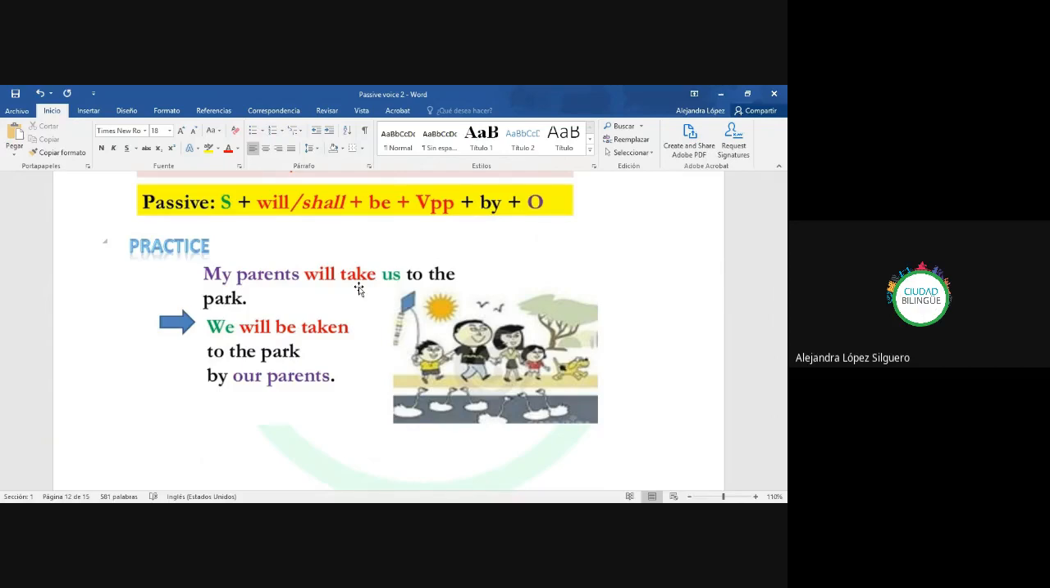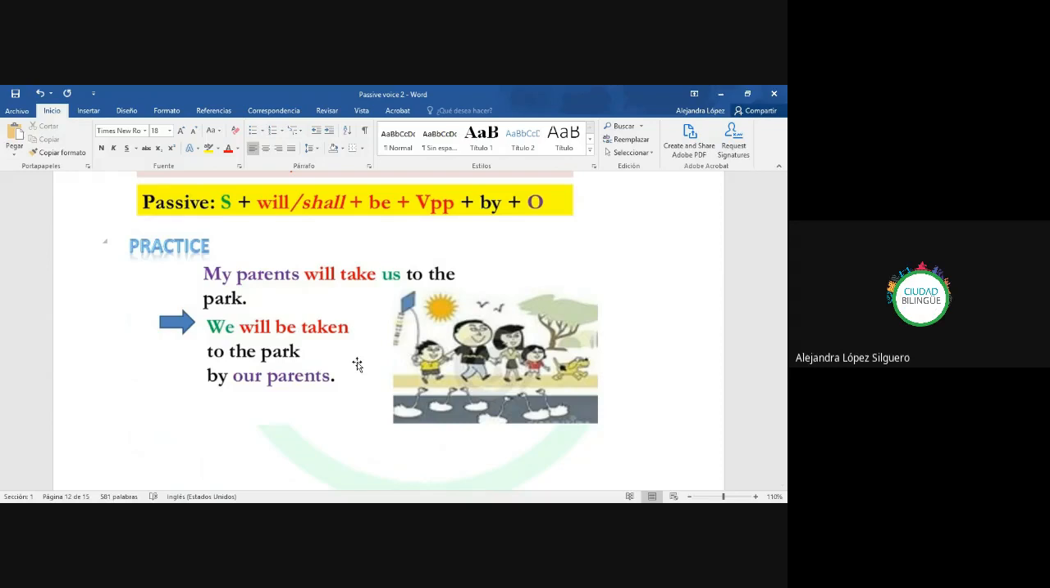So, in passive voice, this sentence will be, we will be taken to the park by our parents. Seremos llevados al parque por nuestros padres. Entonces, we, el us, ¿cierto? Que era acá el objeto, pasa a ser el sujeto we. De nuevo el auxiliar will, ¿cierto? Will. Y tenemos el verbo auxiliar be, ¿sí?